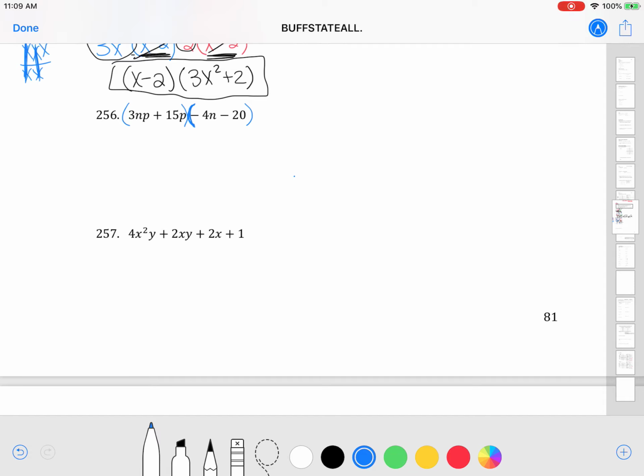Okay, so I have 3np plus 15p. I need to find the GCF between those two numbers. Between 3np and 15p, my overall GCF is 3p. So I'm going to divide both of them by 3p and put that 3p out in front to show that. So my 3's cancel, my p's cancel, that leaves me with an n. 15p divided by 3p is going to be a plus 5 because the p's completely cancel.